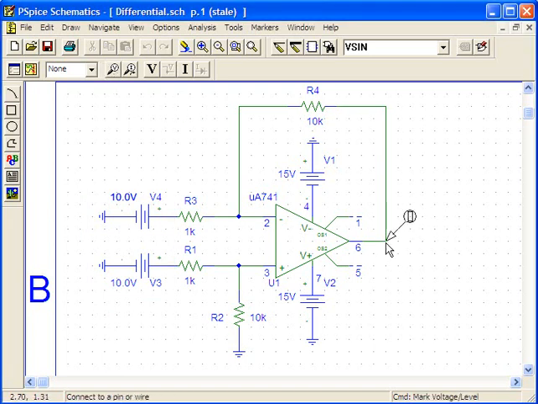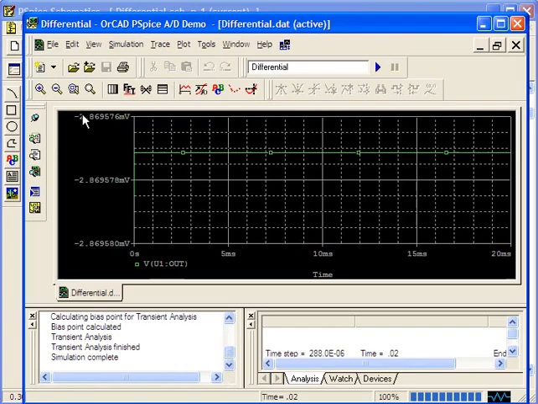We could simulate the output signal. From the simulation, it can be seen that the output signal has a small magnitude that is very close to zero.